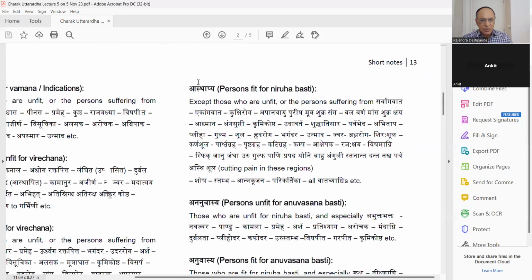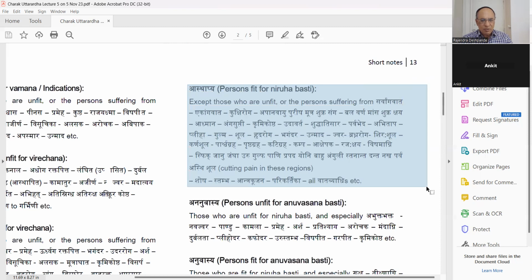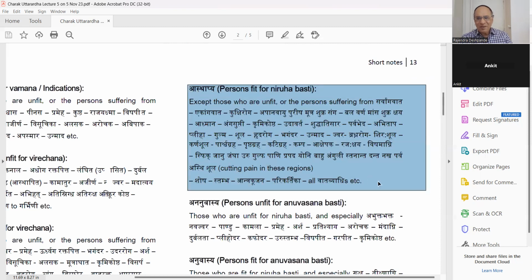Yes, here you can see. Here is Asthapya. There is again some technical problem. A lot of problems are there. Okay, Asthapya, persons fit for getting the Niruha Basti. All are the Vata problems.